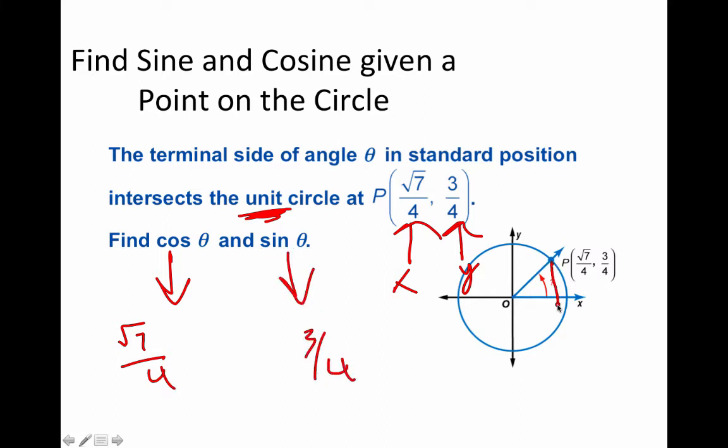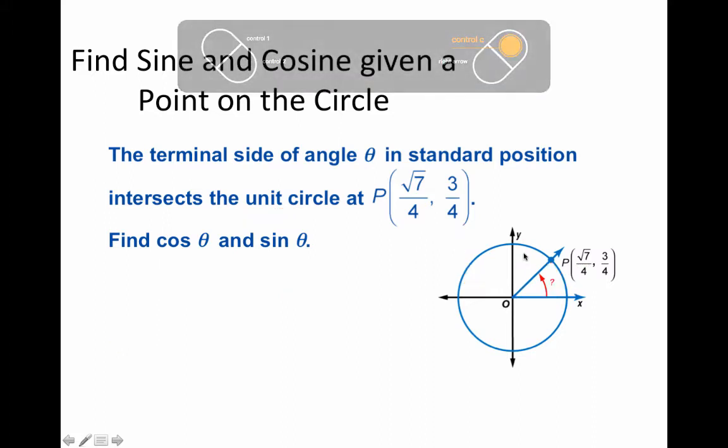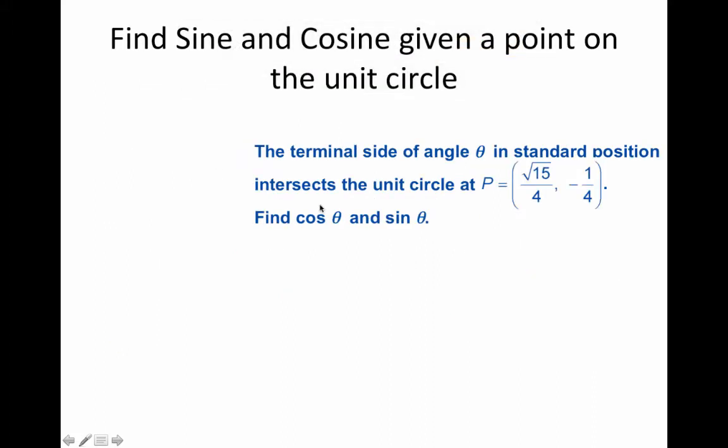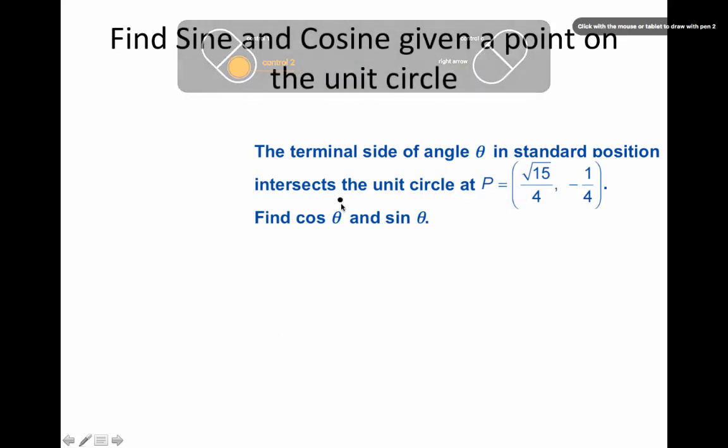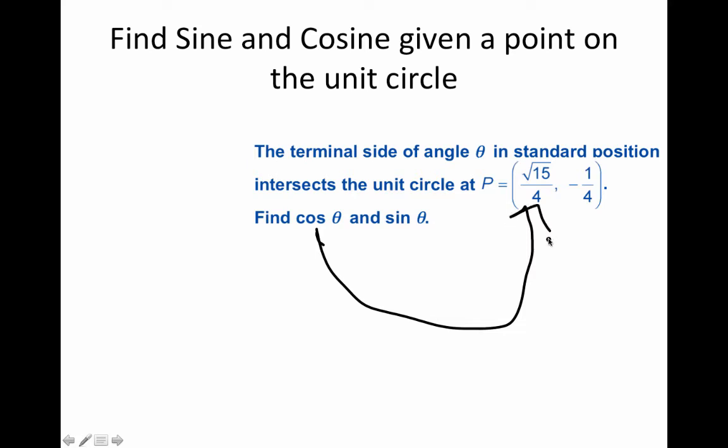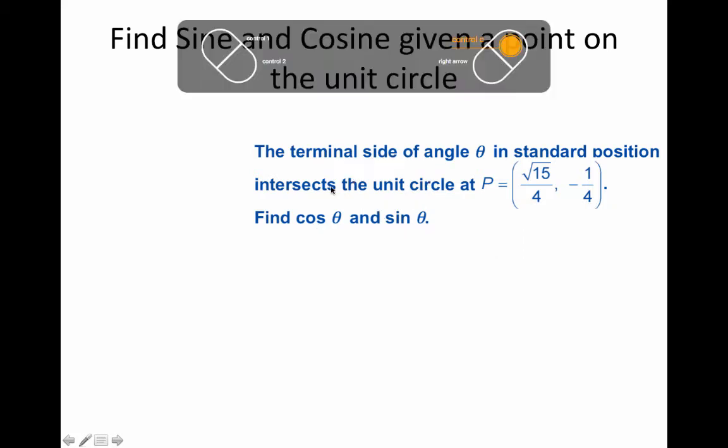And if you think about putting it on here, the x coordinate, square root 7 over 4, 3/4, and this is the beauty of the unit circle. Here's my theta, adjacent over hypotenuse, that's the cosine, opposite over hypotenuse, that's the sine. So this goes pretty quickly: find the sine and the cosine. I mean, we can say the cosine is the x coordinate, the sine is the y coordinate. Again, they have to tell you it's the unit circle, otherwise we can't necessarily say this.